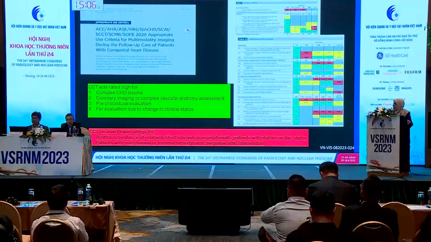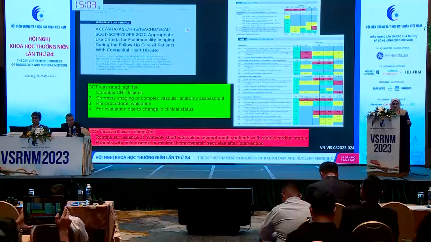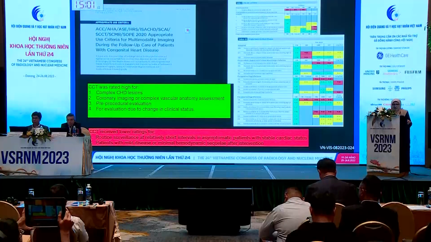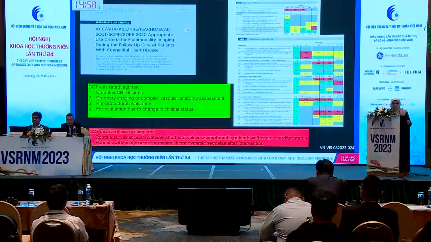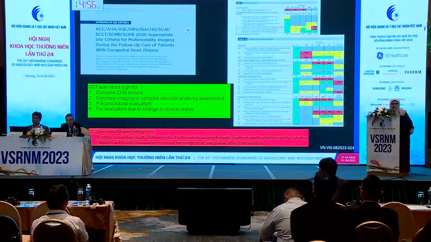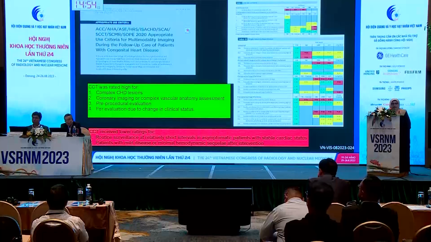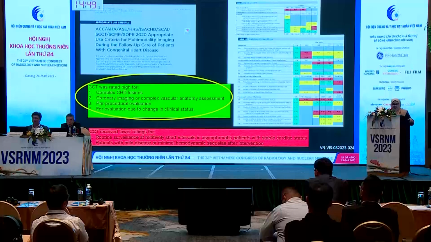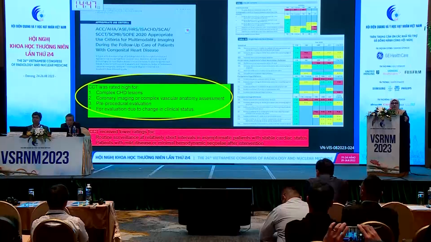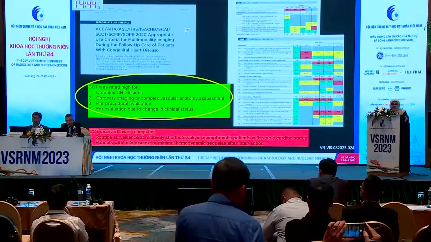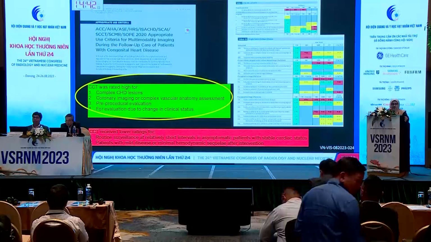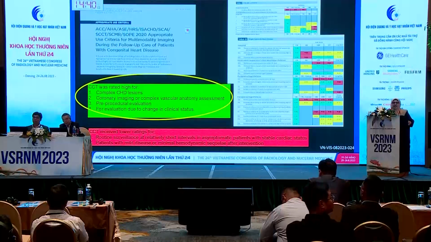There is another paper published in the US in 2020 by the American Cardiac Association, which also recommended appropriate criteria for multimodality imaging, in which CT was rated high for any complex congenital heart lesion, for coronary imaging or complex vascular anatomy assessment, any pre-procedural evaluation, and also for assessment in case there is any change in clinical status.